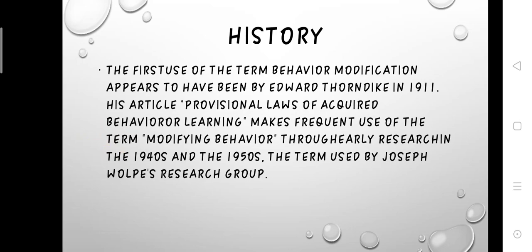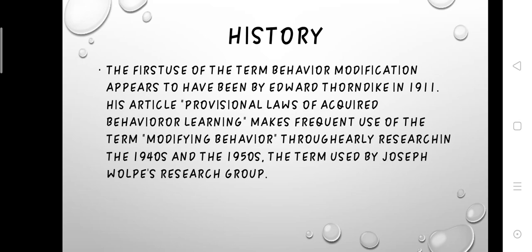Okay, so let's go to the history of behavior modification. The first use of the term behavior modification appears to have been by Edward Thorndike in 1911. His article, Provisional Laws of Acquired Behavior Learning, makes frequent use of the term modifying behavior. Through early research in the 1940s and 1950s, the term was used by Joseph Wolpe's research group.